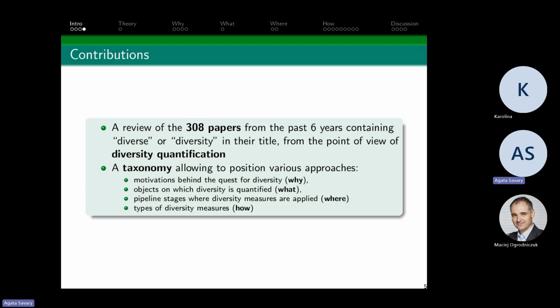So this taxonomy is organized along 4 different axes. Why people are interested in diversity, what diversity is measured on, so what are the objects of diversity, diversity of what, right, in NLP. Now, where it is measured, meaning in which stage of an NLP pipeline people are interested in diversity, and then how is it measured? So what are diversity measures used in NLP?